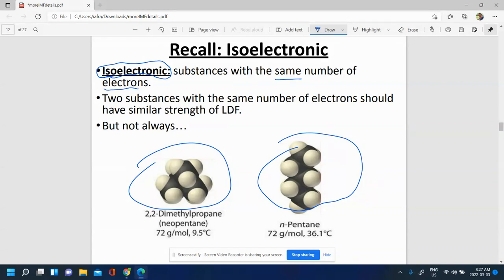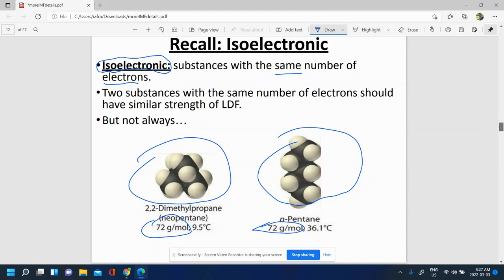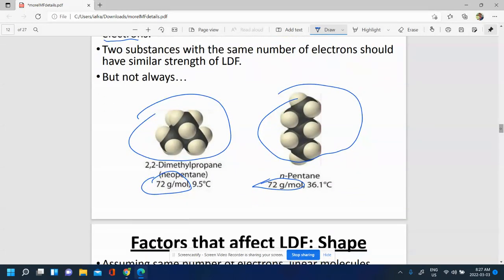And that essentially means that their LDF should be similar. If they have the same number of electrons, similar masses, right? Look at their masses, those are the masses there. They should have similar LDF. But you'll notice that it's probably not the case. These are non-polar molecules. How do I know that? Well, they're just CH bonds. When you see a bunch of CH bonds only, that basically means non-polar. So big molecules with only CH are non-polar in nature.